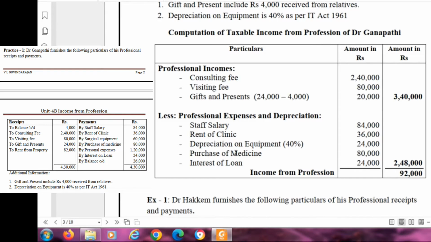Next one, personal expenses. It will not appear. We have to concentrate only the professional expenditure, but not personal. We don't want this one. Ignore. Next, interest on loan. 24,000. Nothing was given here. Whether loan taken for his professional use or for his personal use, nothing was given in the information. So we assumed that interest was taken only for his profession. So interest on that loan be treated as professional nature expenditure.